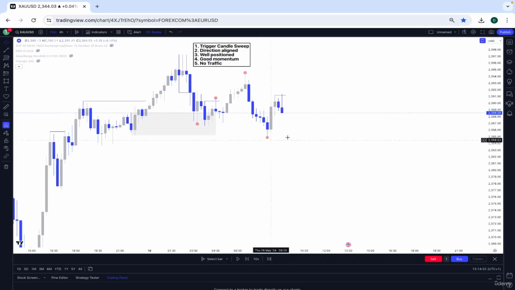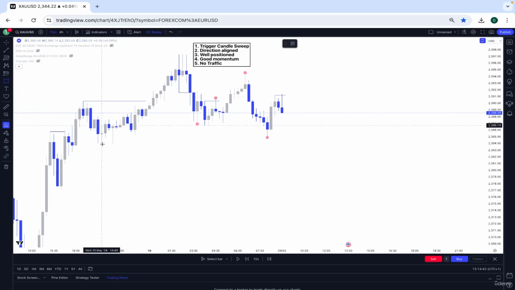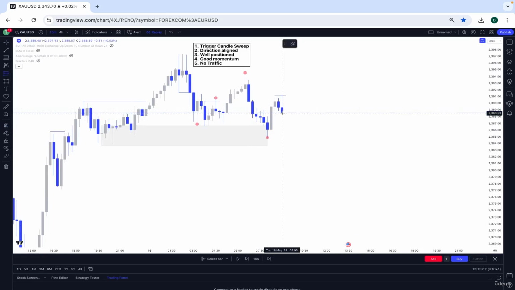There's our trigger candle sweep there. So I'm just going to delete this, make it more applicable to the current price action, which is going to be, that's the lowest candle there. So I'm just going to drag that across. And as you can see in this example, we've reacted from it, but we're not actually in the demand zone. So this has ticked the first 4 boxes in the checklist, which is trigger candle sweep, direction, we've checked position, we've checked momentum, and now we've checked traffic, and we're not in traffic. So we would be okay in this instance to place this trade.